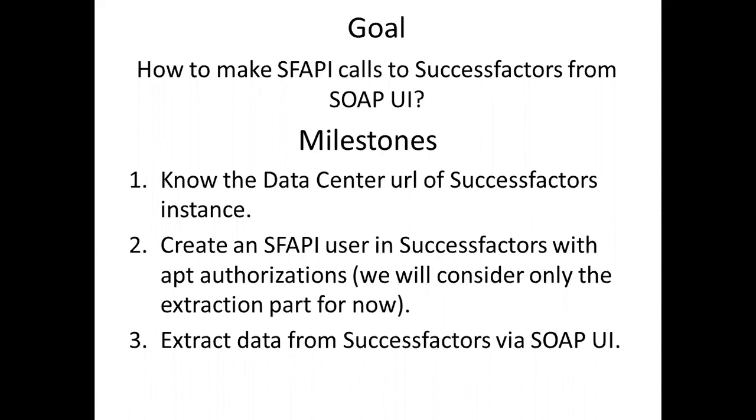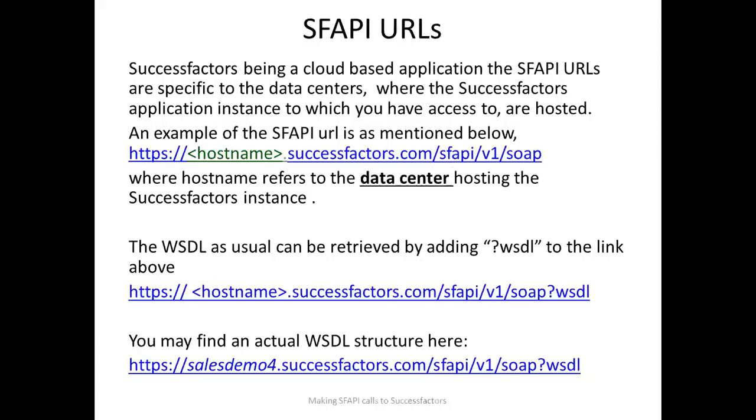But herein, to extract the data via the SFAPI call, we need to talk to the data center, the backend behind the application. So that backend we are referring to as a data center URL or the SFAPI URL to make a connection to. It is also usually referred to as an API server. So SuccessFactors, being a cloud-based application, the SFAPI URLs are specific to the data centers where the SuccessFactors application instance from which we want to extract the data is hosted.